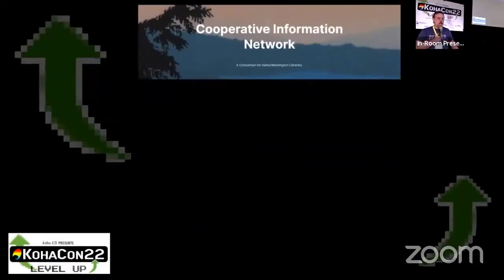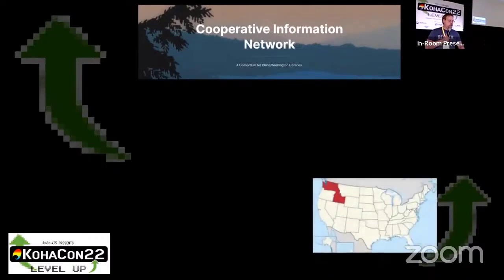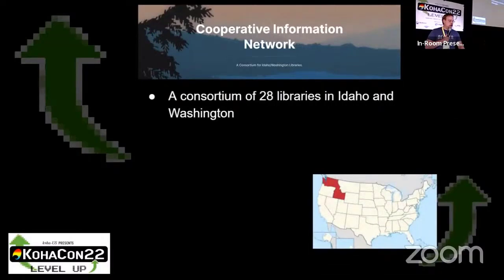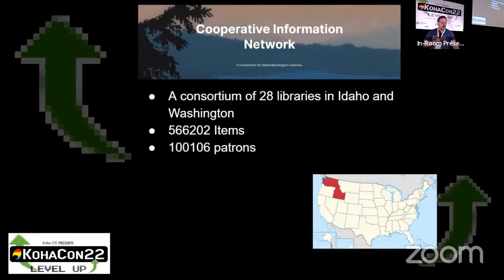So a little bit about us. I'm from the Coeur d'Alene Public Library, which is one branch in the Cooperative Information Network, which is our consortium over in Idaho and Washington. So we're a consortium of 28 libraries, and our system has just under 570,000 items in the system. We also have a little over 100,000 patrons in our system.